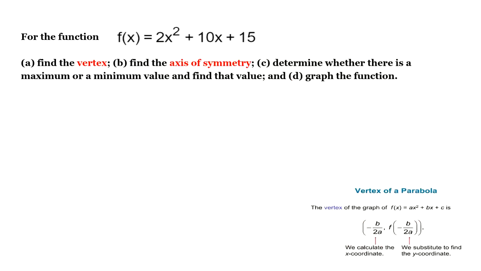So here it is. For the function f of x is equal to 2x squared plus 10x plus 15, we need to find the vertex, the axis of symmetry, determine whether there's a maximum or minimum value, find that value, and graph the function. Now it's technical. Now it's serious.